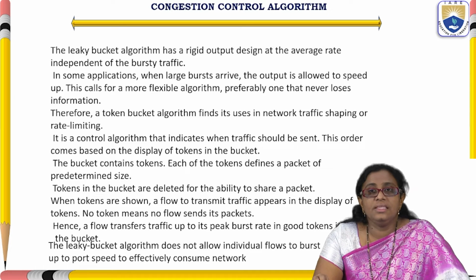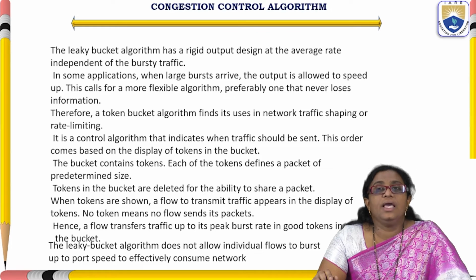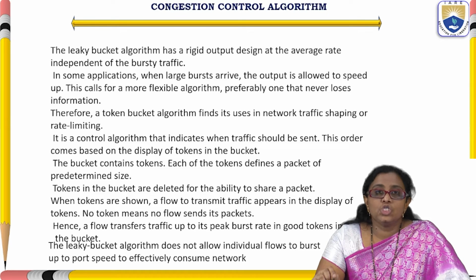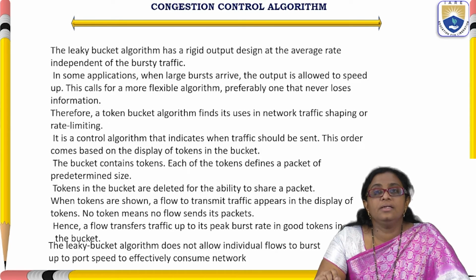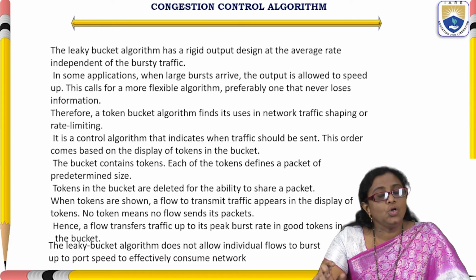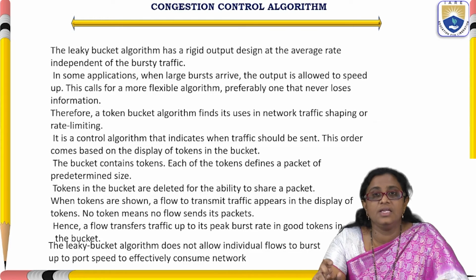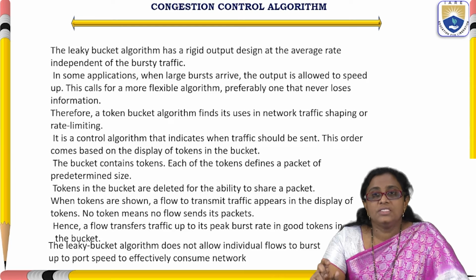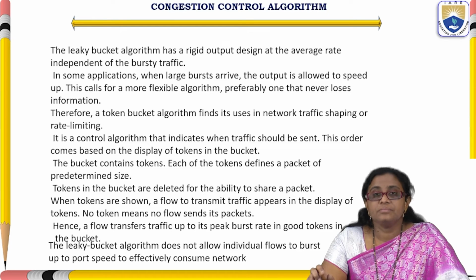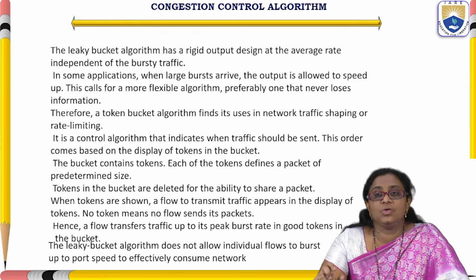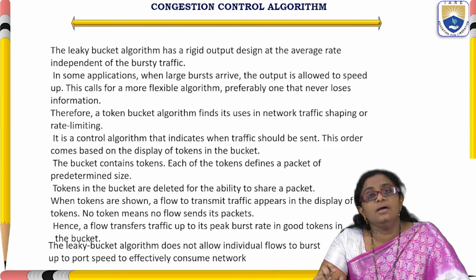The tokens in the bucket are deleted for the ability to share a packet. So when tokens are shown, a flow to transmit traffic appears in the display of the tokens. No token means no incoming of packets and no flow of sending the packets. It should be identified that when there is no token, no flow sends its packet. Hence, a flow transfers traffic up to its peak burst rate if there are good tokens in the bucket.